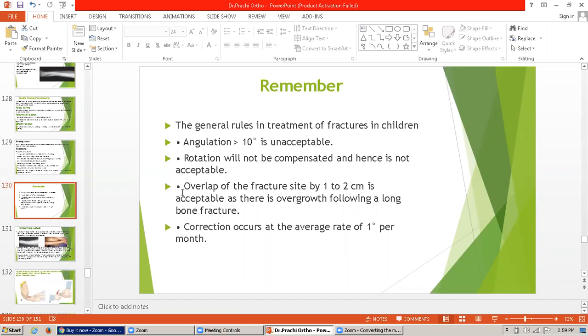So, the general rule in treatment of fracture in children is that angulation when more than 10% is unacceptable. And rotation will not be compensated and hence is not acceptable. But an overlap of the fracture site by 1 to 2 centimeters is acceptable, as there is overgrowth following a long bone fracture. So correction occurs at the average rate of 1% in a month. So this is all about fractures in children.